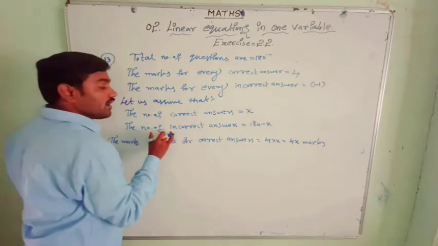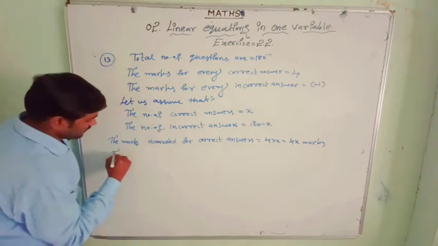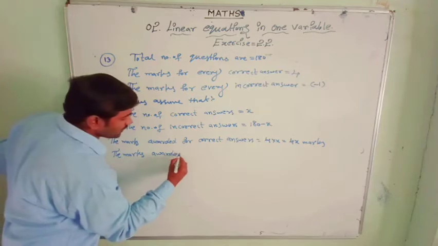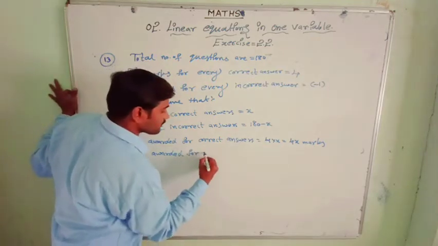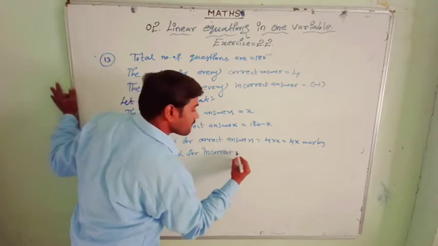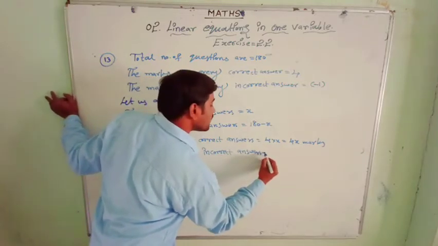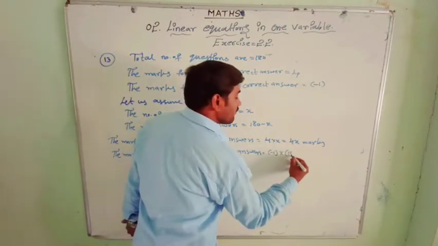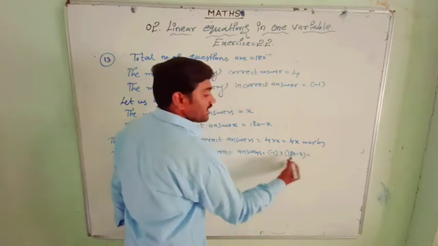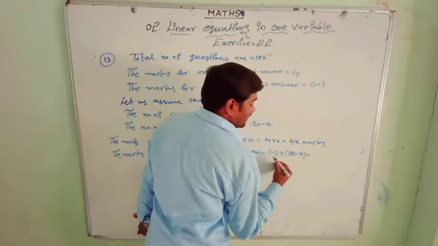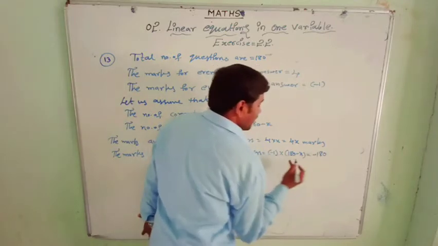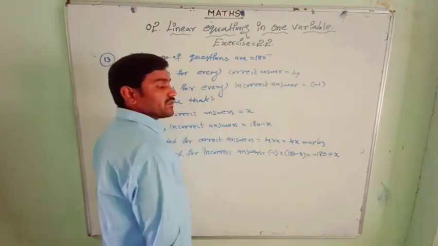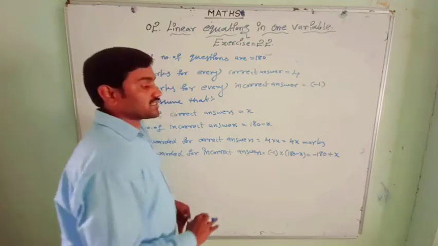Then the marks awarded for incorrect answers: for every incorrect answer, minus 1 mark will be deducted. So minus 1 into (180 minus x). Minus 1 into 180 is minus 180, and minus into minus is plus, so 1 into x is x. That is minus 180 plus x. These are the marks.